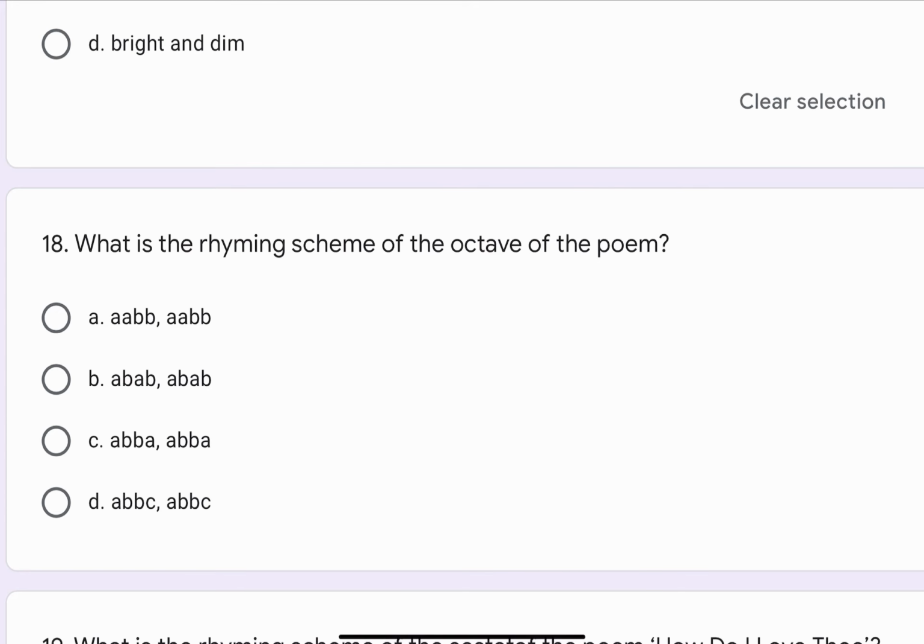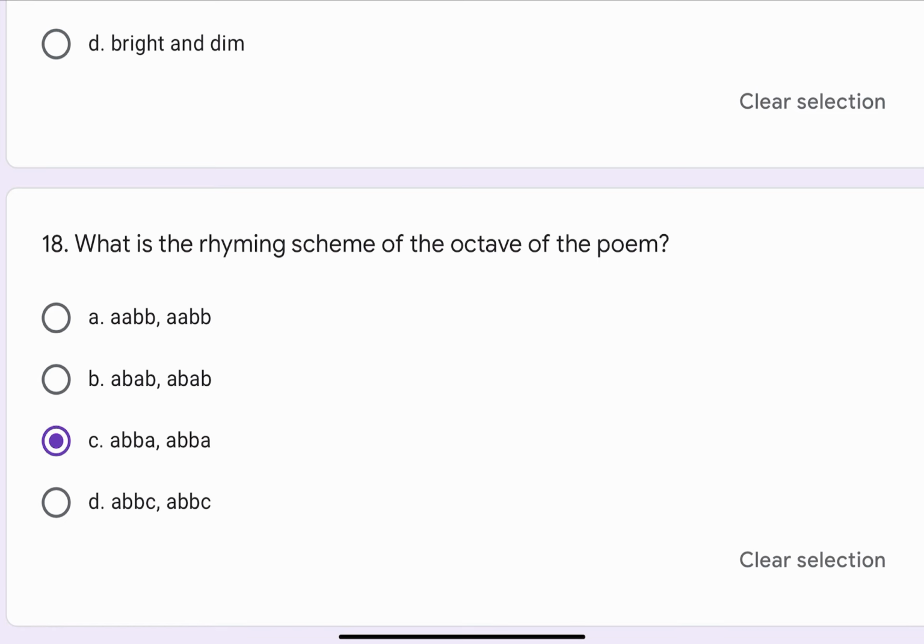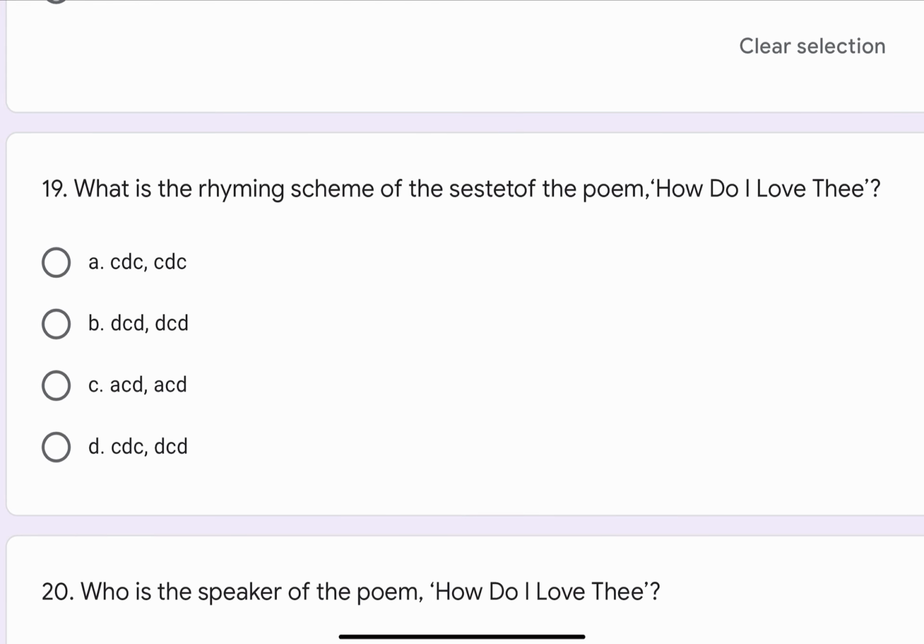Question number 18. What is the rhyme scheme of the octave of the poem? Options are A. AABB AABB, option B. ABAB ABAB, option C. ABBA ABBA, or option D. ABBC ABBC. The correct option is C. ABBA ABBA.